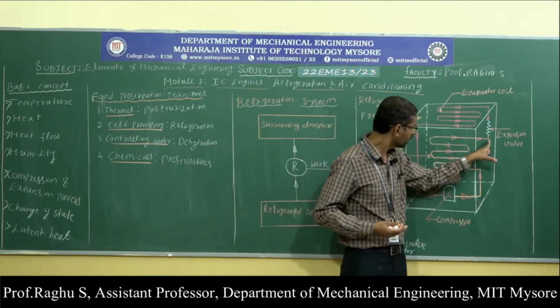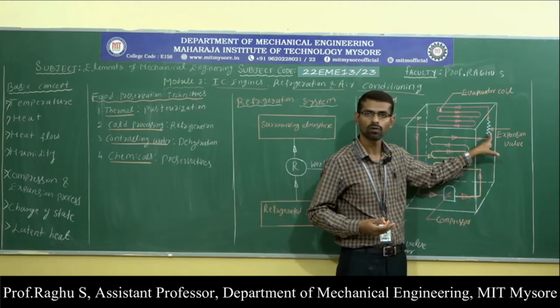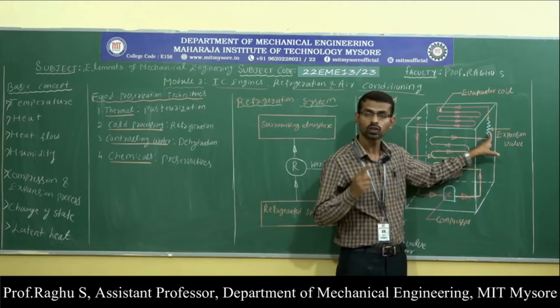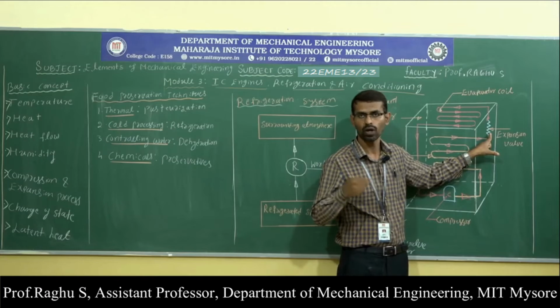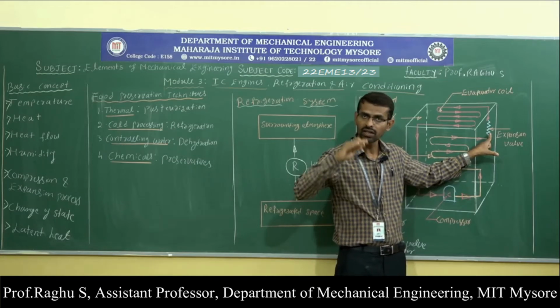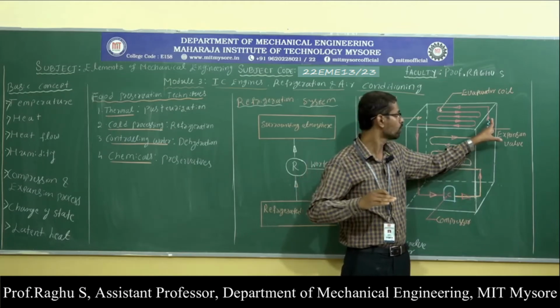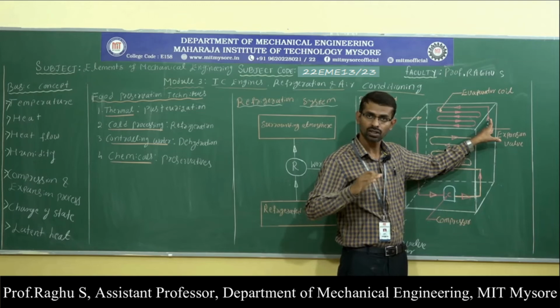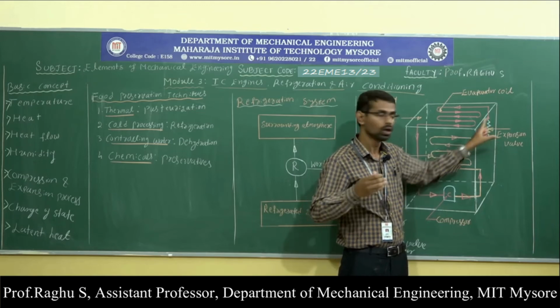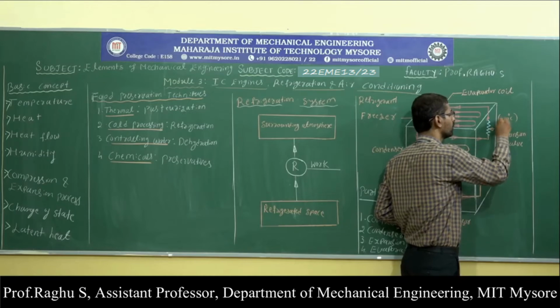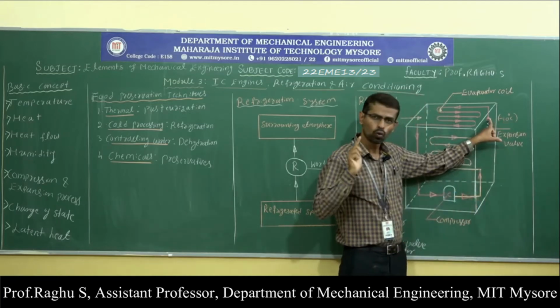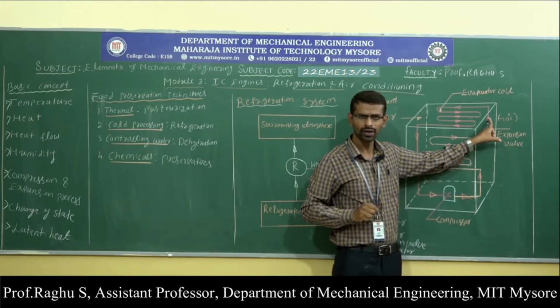Now the liquid refrigerant enters into the expansion valve. In the expansion valve, expansion of liquid refrigerant takes place. Due to expansion, what will happen? Both pressure and temperature get reduced to lower value. The temperature gets reduced to minus 10 degrees centigrade. Now we are getting cold liquid refrigerant.